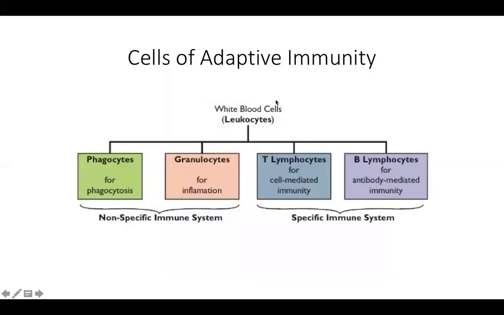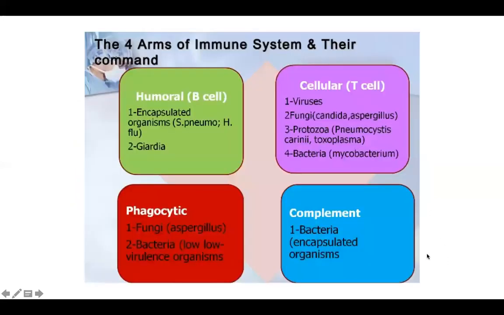These are the various cells involved in the adaptive immunity. We already saw it in the previous slide. So phagocytes, granulocytes, phagocytes meaning monocytes, macrophages, neutrophils, and even the other ones like mast cells and dendritic cells. All of these are part of the non-specific immune system. B cells and T cells are for the specific, adaptive, antigen-specific immune system.